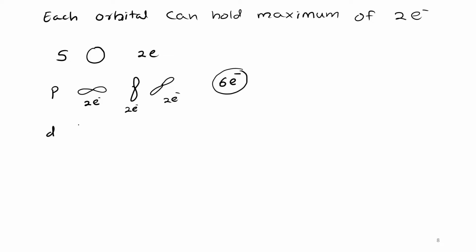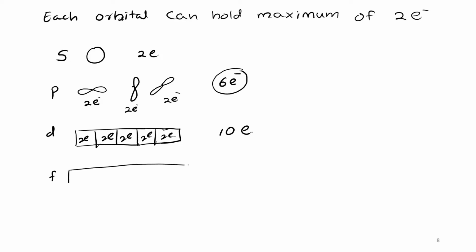And then for D, we saw 5 orbitals. In each orbital, you can hold 2 electrons. So that means all the d orbitals together can hold a maximum of 10 electrons. And then the F, again, each orbital can hold 2 electrons. Since there are 7 orbitals in F, F can hold a maximum of 14 electrons. So you have to know these numbers because it's going to be very useful in the coming chapters.